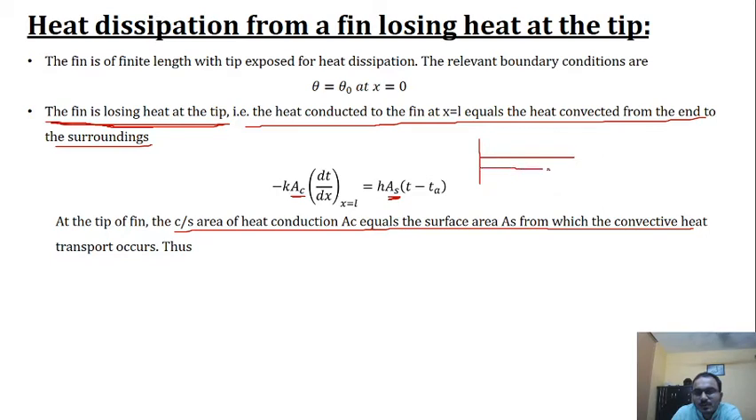Suppose we have a rectangular fin, and at the end part, the surface area will be equal to the cross-sectional area. So these two will ultimately get eliminated at the tip of the fin. As you can see, instead of dT/dx, this term is being replaced with theta, that is the temperature gradient. So h theta is as it is, k is taken in the denominator, and a negative sign is there, at x equal to L.